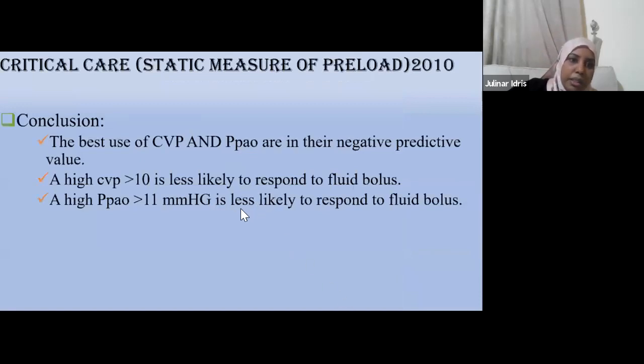This study was published in Critical Care journal in 2010, evaluating the static measures of preload. The conclusion was on the use of CVP and pulmonary artery occlusion pressure, which was measured using Swan-Ganz catheters. For a long time, people abandoned this practice because of their poor predictive value. A high CVP of more than 10 is less likely to respond to a fluid bolus. And a high pulmonary artery occlusion pressure, for example more than 11, is less likely to respond to a fluid bolus.